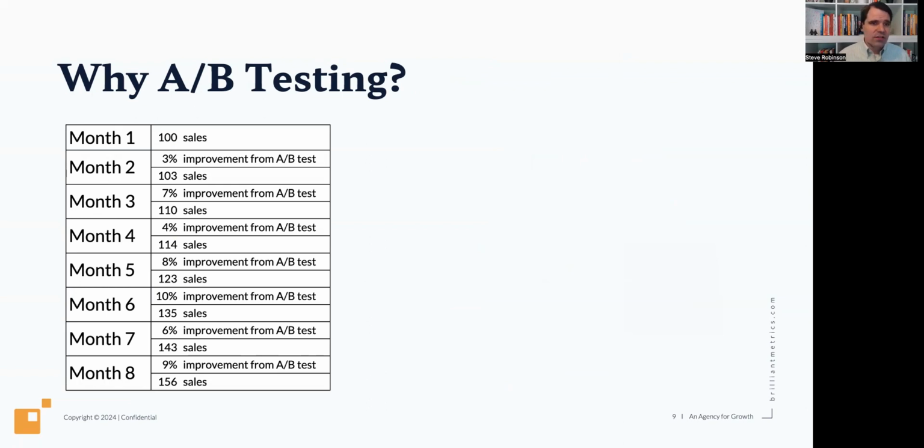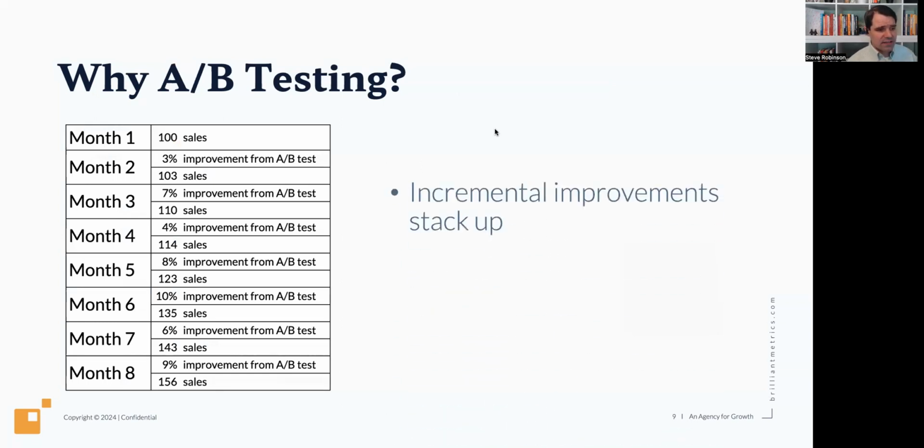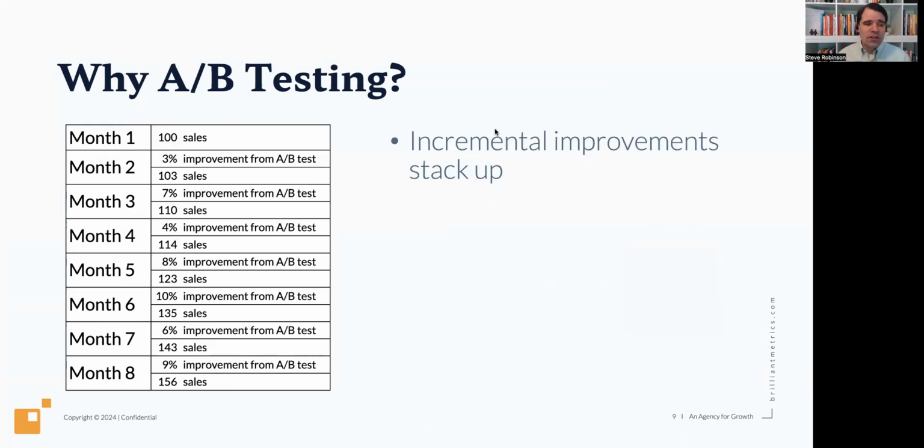This starts to really look like compounding interest, and it's really the same concept. So when you're running A/B tests on a regular basis, you're incrementally improving your results, and those incremental improvements stack on each other. This 7% improvement receives the benefit of the 3% here. This 4% improvement receives the benefit of the 7 and 3% here. And so over time, this can really add up to the point you can get 20, 30, 50, 100% lift over a period of time.